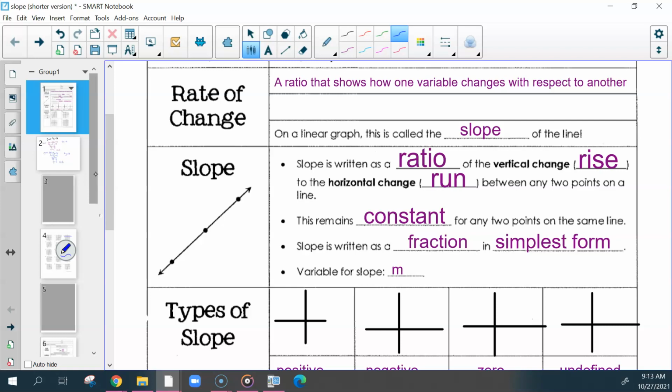So we're going to be finding slope in 2 different ways. One is going to be from a graph, or graphically. The other is going to be algebraically from 2 points.